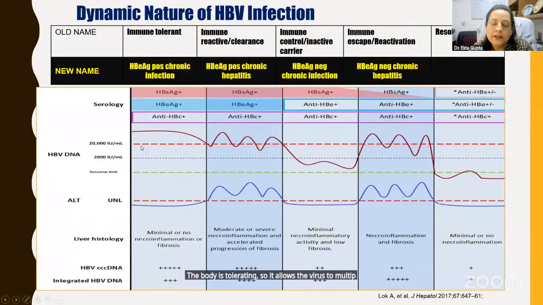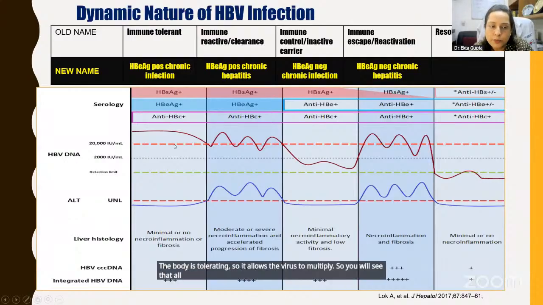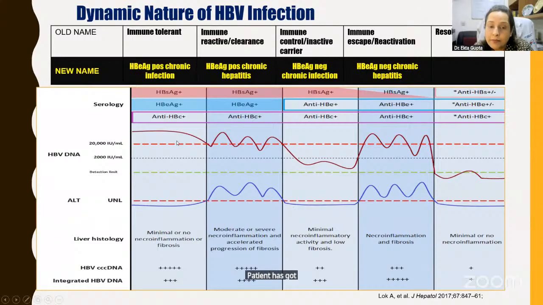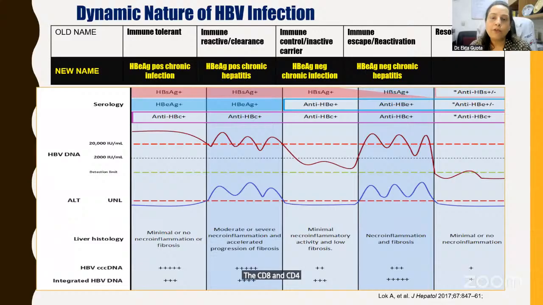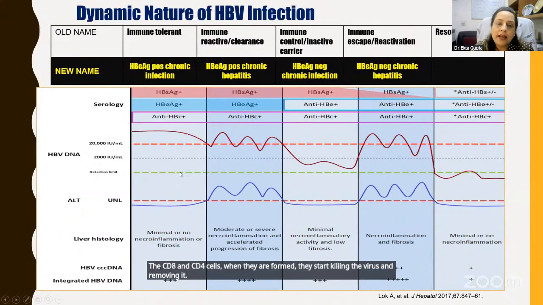So you will see that all other markers like HBsAg, DNA, etc. are very, very high. Patient has got high viremia, has got high infection, but the liver is normal because the damage to the liver in hepatitis B occurs because of the immune response. The CD8 and CD4 cells, when they are formed, start killing the virus and removing it. That causes the damage to the liver.